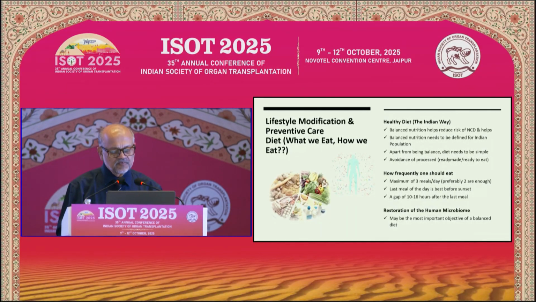So if I go back to the old Indian concept, being an agricultural country, we used to eat twice a day, maximum 3 times a day, and that should be enough. And the last meal of the day in India used to be always before sunset, which actually would produce a 10 to 16 hours gap before the next meal, which has been brought in today as intermittent fasting. It's not a new concept. It was a concept that was already accepted, available in India.